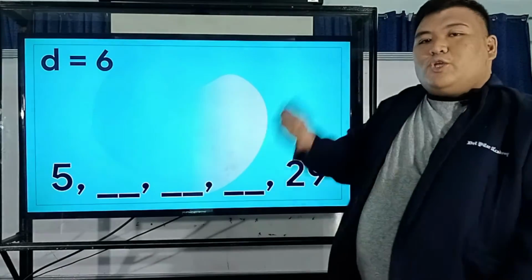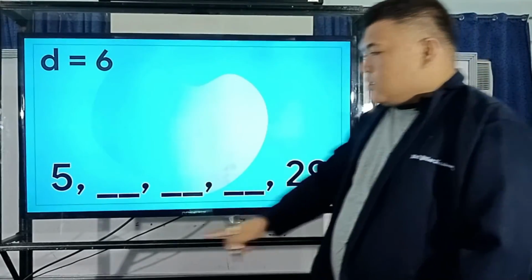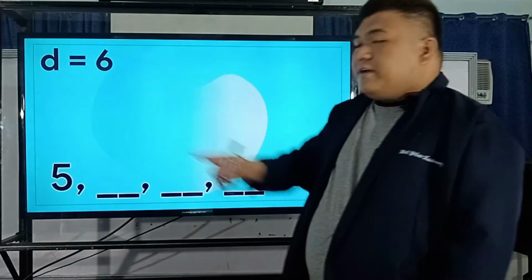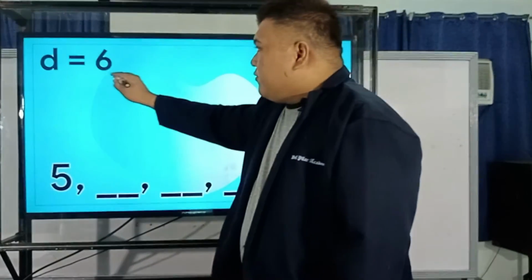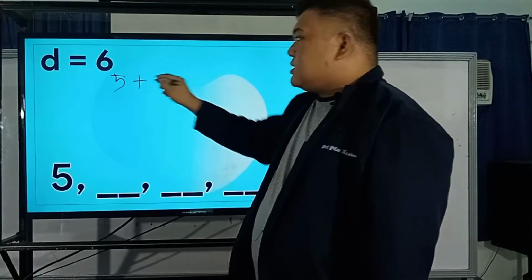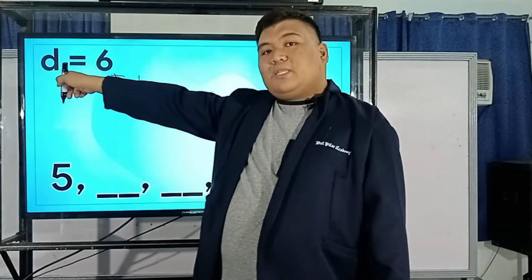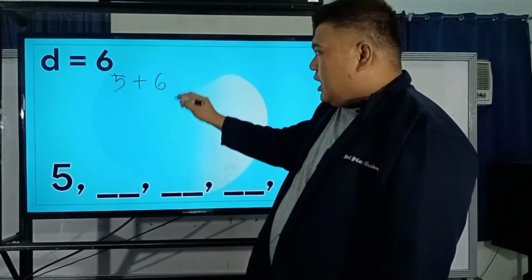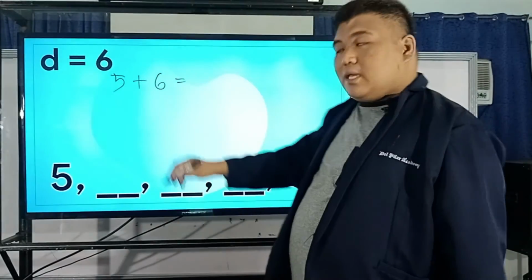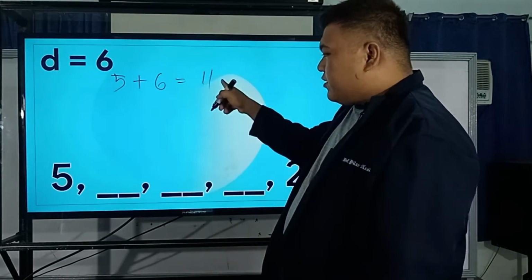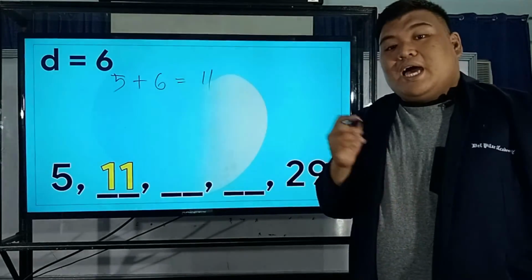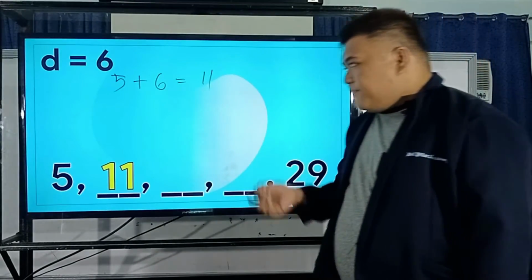So in this case, ganun ulit yung gagawin natin. So the first term is 5. So ang gagawin, first term na 5 plus, ano yung i-add natin? So we will add the common difference, which is 6. So therefore, 5 plus 6 is 11. So therefore, the second term of the sequence is 11.